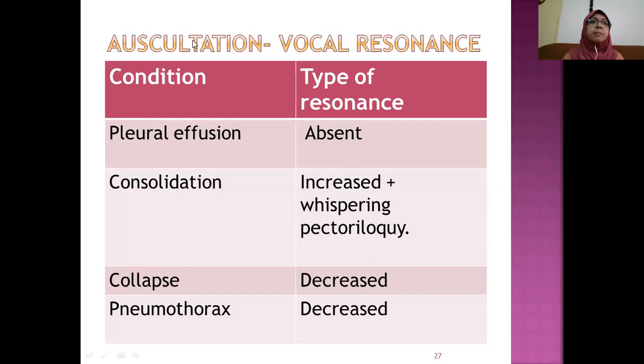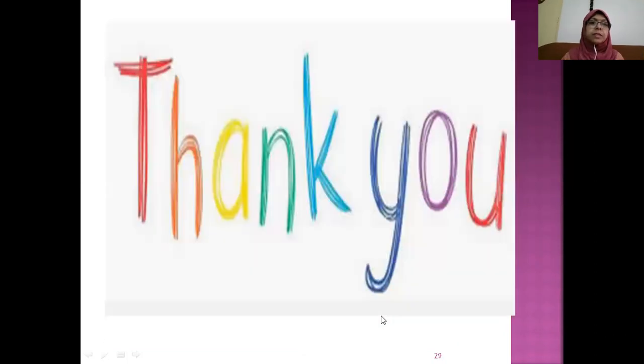And remember this slide, auscultation. On auscultation, you have to listen for vocal resonance. As I have told you, in pleural effusion the vocal resonance will be absent. In consolidation, vocal resonance will be increased, and there will be whispering pectoriloquy. In case of collapse, the vocal resonance will be decreased, and in case of pneumothorax, vocal resonance will be decreased. So thank you all.